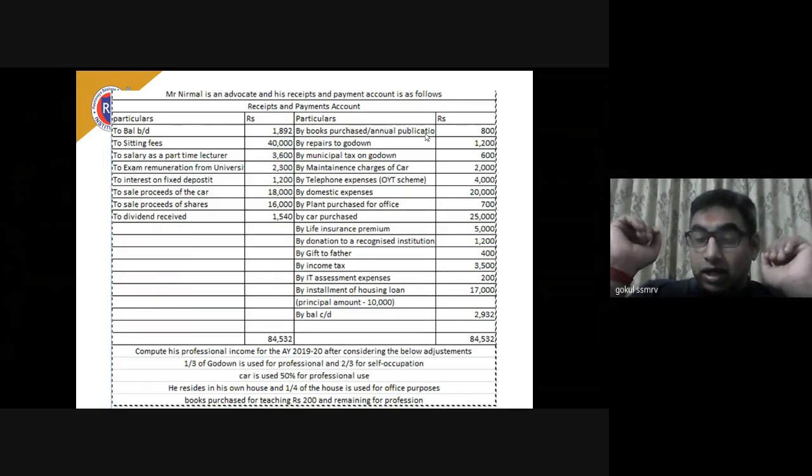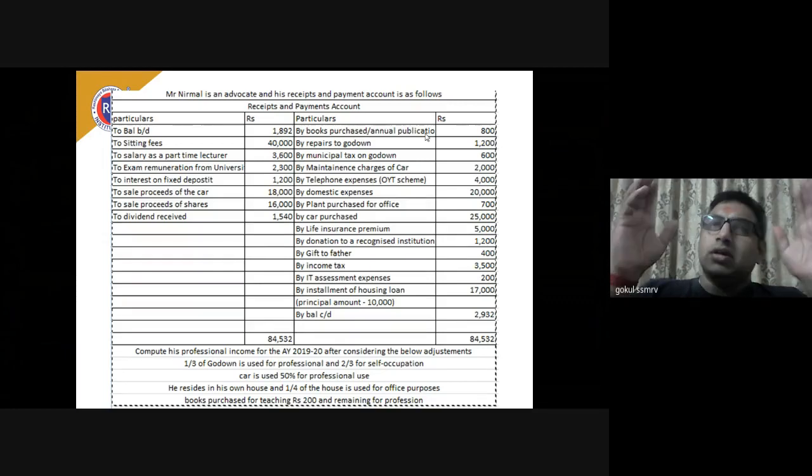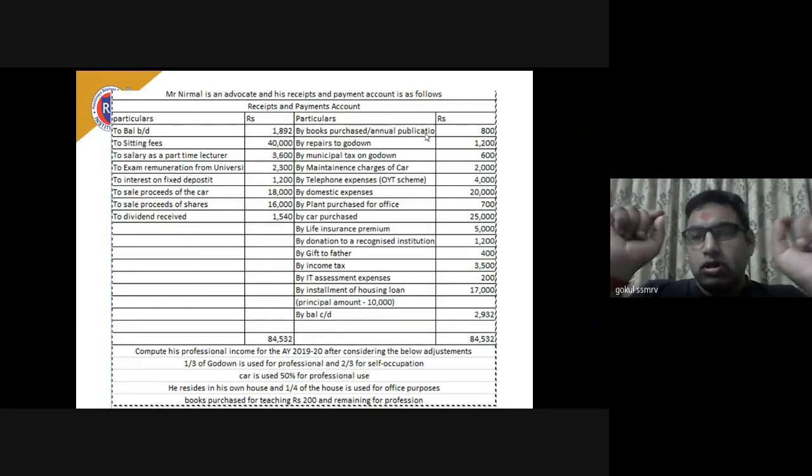Maintenance charges on car, 2,000. So here, look at the adjustment. The car is used 50% for professional use. So that means, how much is he using for profession? 2000 into 50%, or 2000 into 50 by 100.